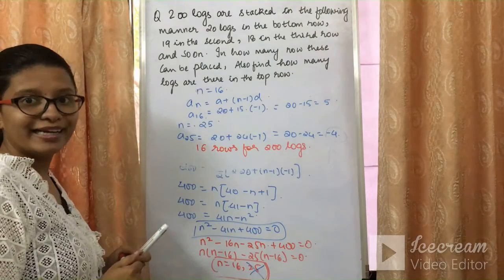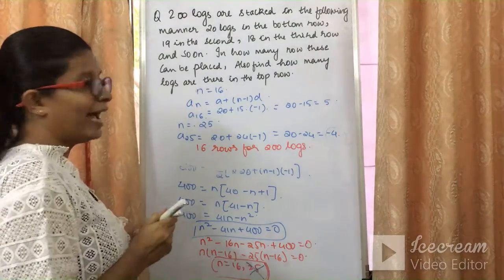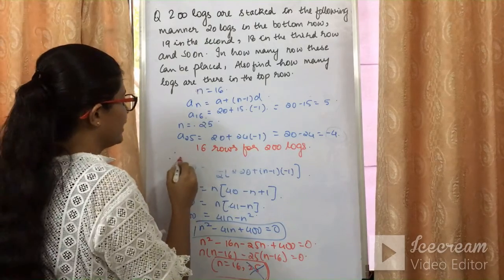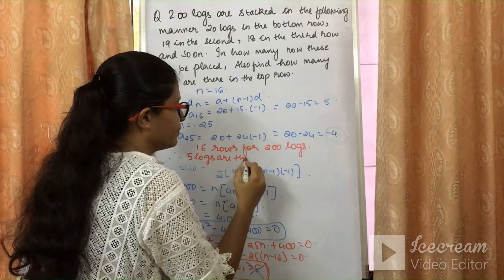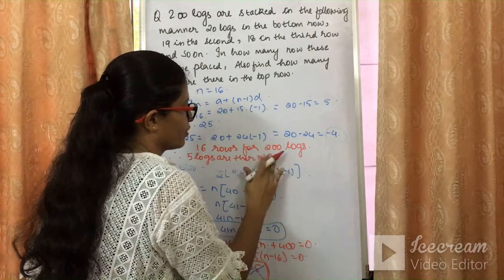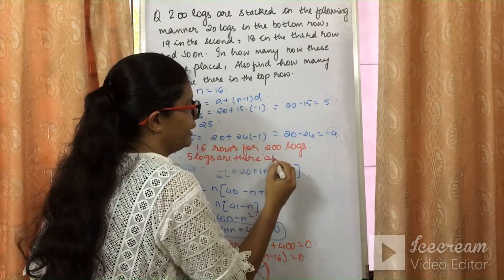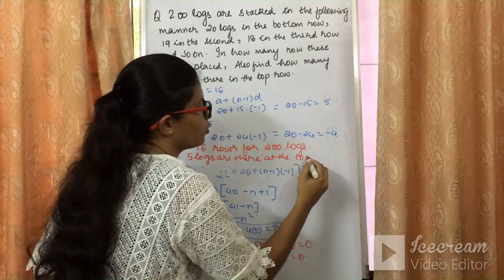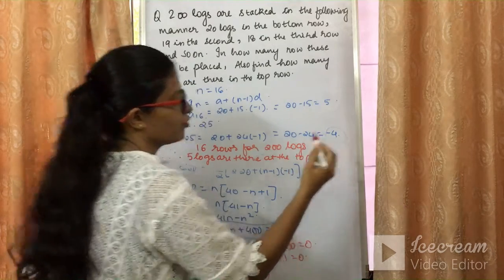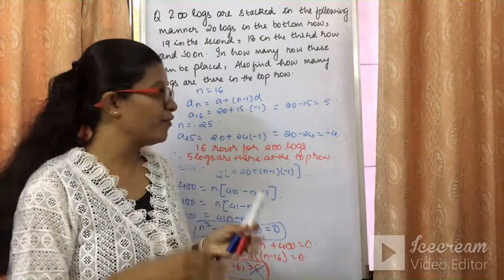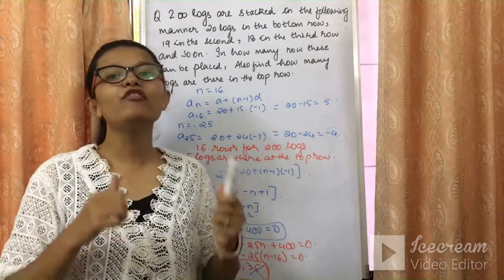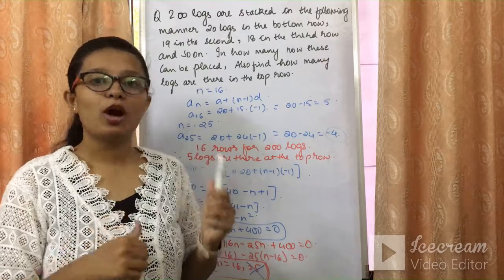I hope it must be clear. And at the last, we can mention the statement, therefore, 5 logs are there at the top row. Fine. So we got the number of rows we are having for the 200 logs and how many logs are there in the topmost row.